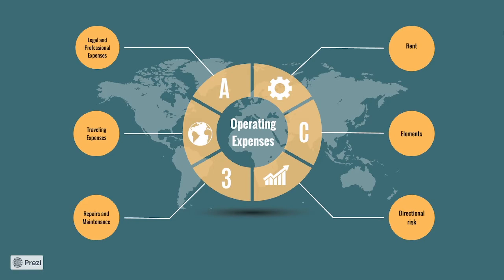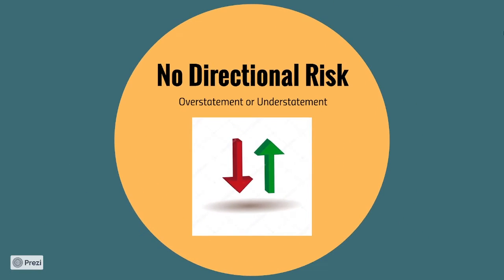Hello everyone. Today we are going to learn how to check operating expenses in a company. So let's get started. The first thing we have to see is that there is no directional risk.